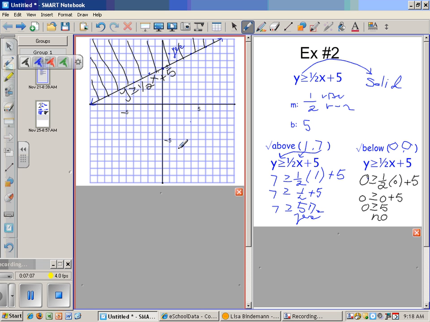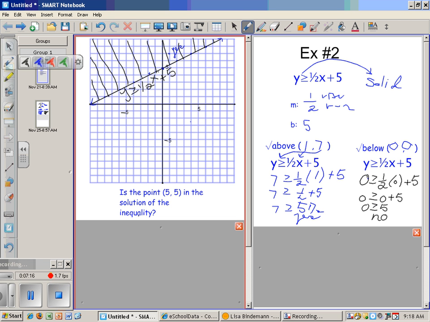A few questions you might be asked are whether certain points are in the solution. Is the point (0, 5.5) in the solution of the inequality? So you want to take a look. Where's that point? Five is right here. Is it in the solution of the inequality? That means, is it being shaded over? Is it part of this graph? So the answer to that one is no.